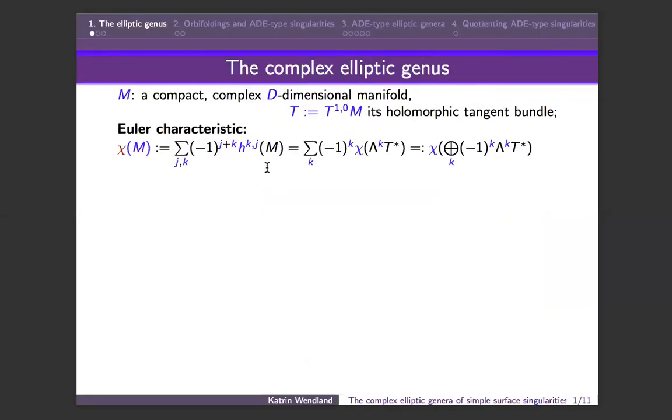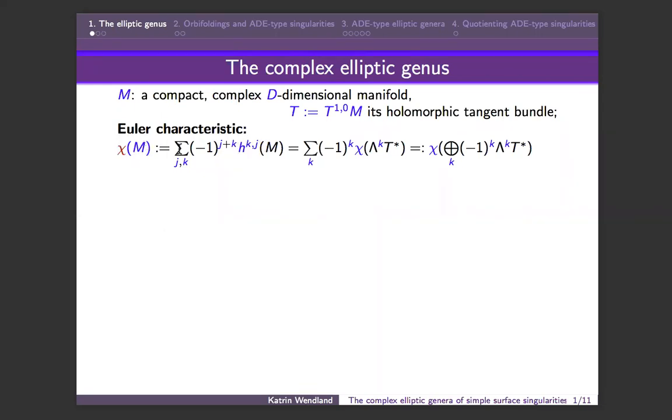Here we are. So what is the complex elliptic genus? We'll start in geometry, and as I said, we'll start with compact spaces, where the definition is fairly straightforward from a mathematical point of view. And as I already mentioned, one can start from the Euler characteristic.